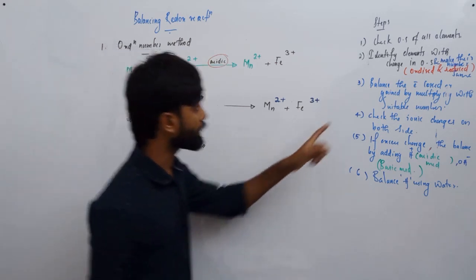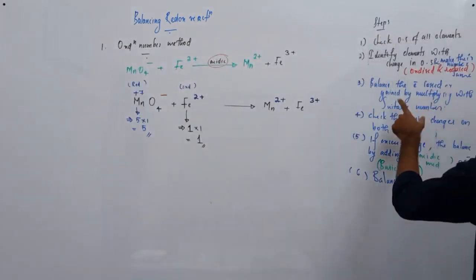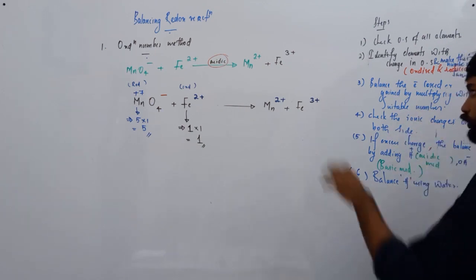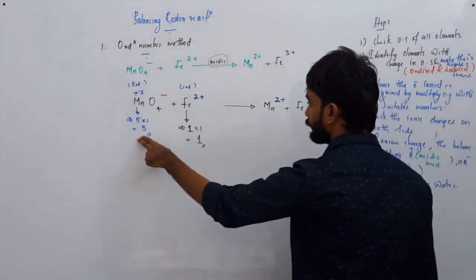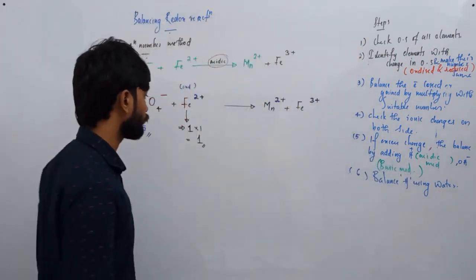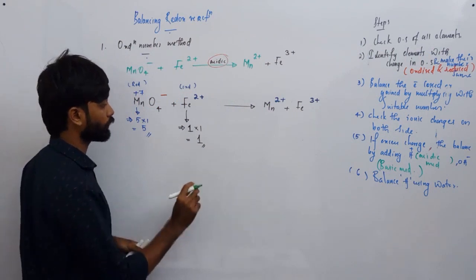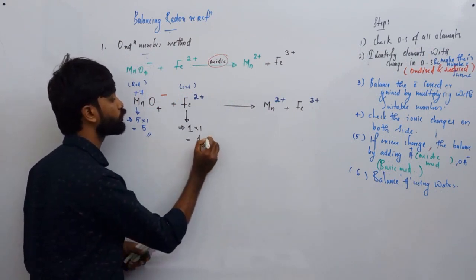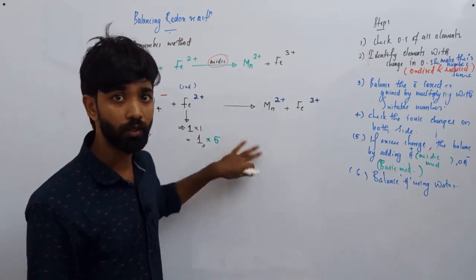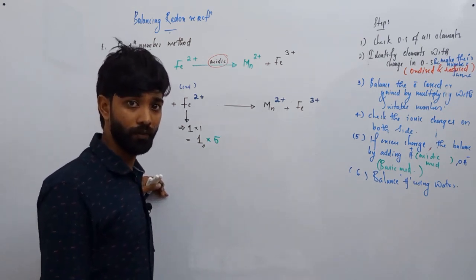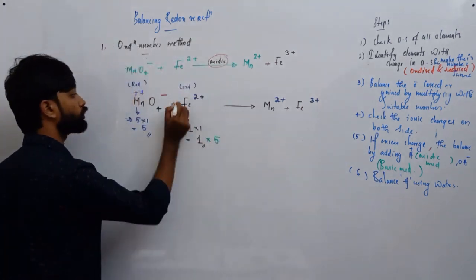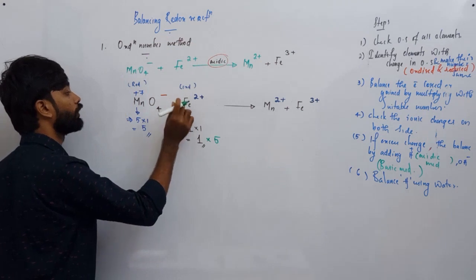So what is the step? Balance the electrons lost and gained by multiplying with a suitable number. So the electrons gained are 5 and electrons lost are 1. Then you should balance it by multiplying with a suitable number. The suitable number is 5: you should multiply the 1 with 5. If you multiply the 1 with 5, here will be 5, here also already 5, so both will be balanced. Agreed? So that 5 you should multiply in front of your ion.